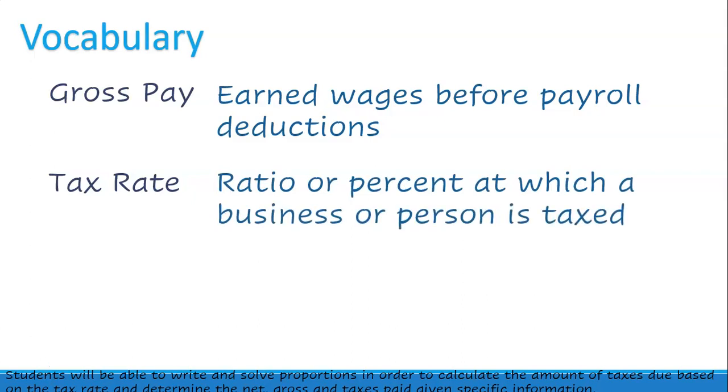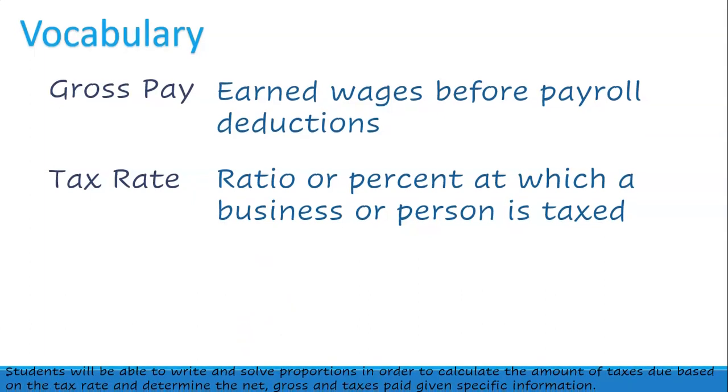So a ratio or percentage at which a business or a person is taxed is your tax rate. And sometimes you'll hear these referred to as tax brackets. And you can find your tax bracket at irs.gov, and they'll tell you based on your income what your tax bracket would be. Okay?